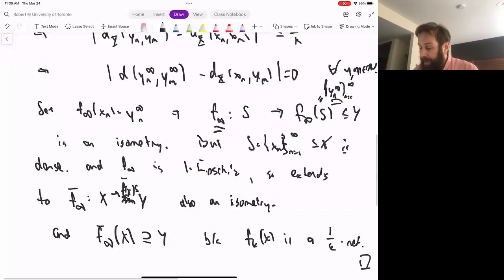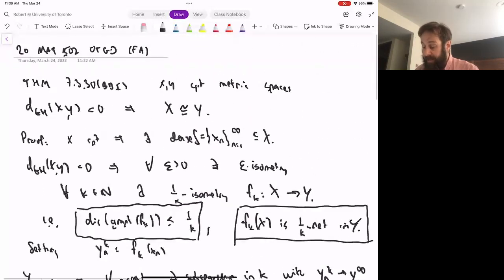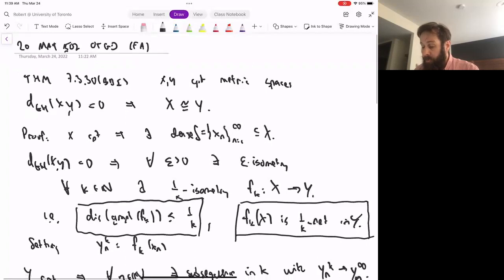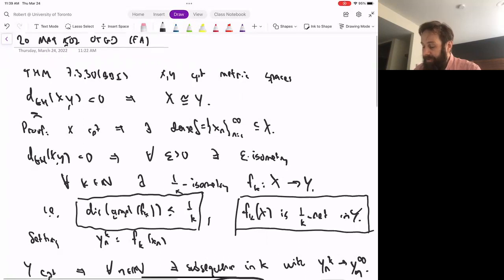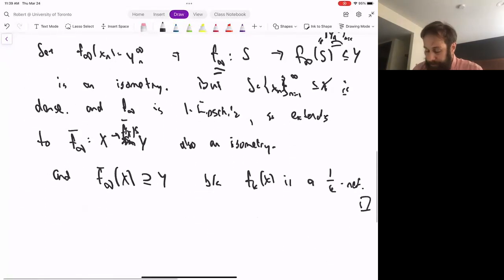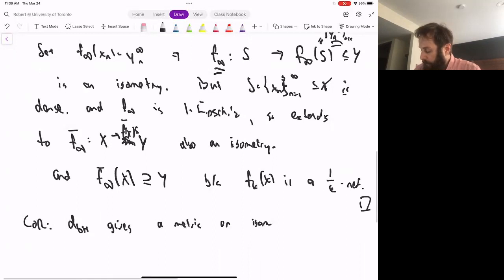All right. Once we have this, we already checked last class that the Gromov-Hausdorff distance satisfies the triangle inequality on compact metric spaces, and it's clearly symmetric. By combining that with this, you get that it actually gives a metric on isometry classes of compact metric spaces.